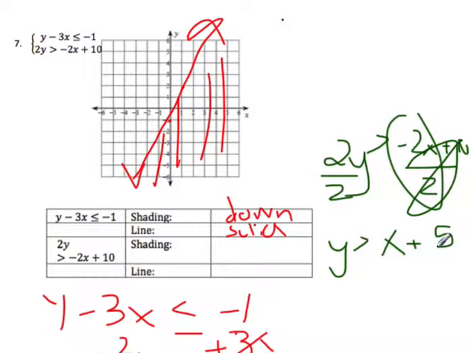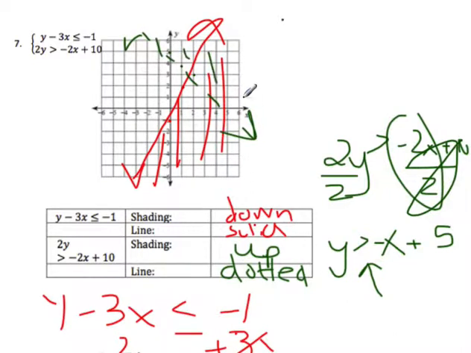Okay, I notice that the end result of my alligator is facing towards the y, so I'm going to shade up. And there's no solid line underneath, so my line is going to be dotted. So I'm crossing the y-axis at 5, and then I'm going, this should be negative, down 1, right 1, down 1, right 1. And that line is also going to be dotted, and I'm going to shade up. So my solution for this system lies right in this region right here.